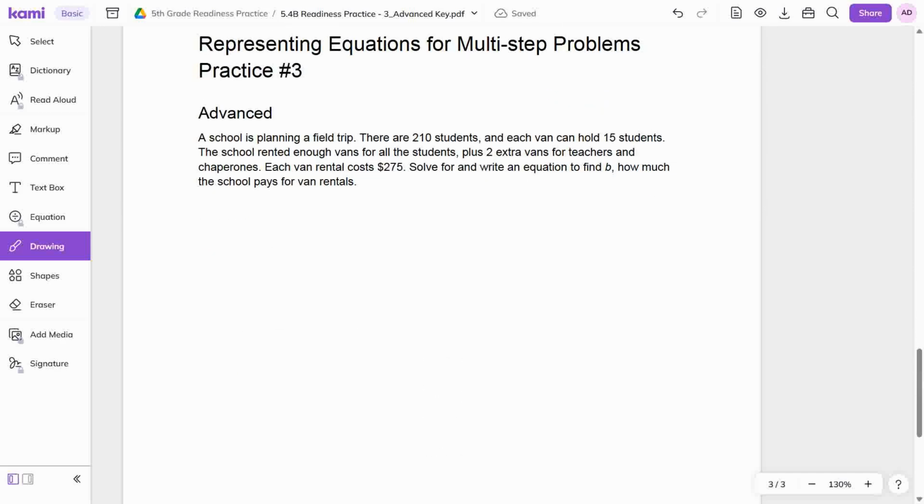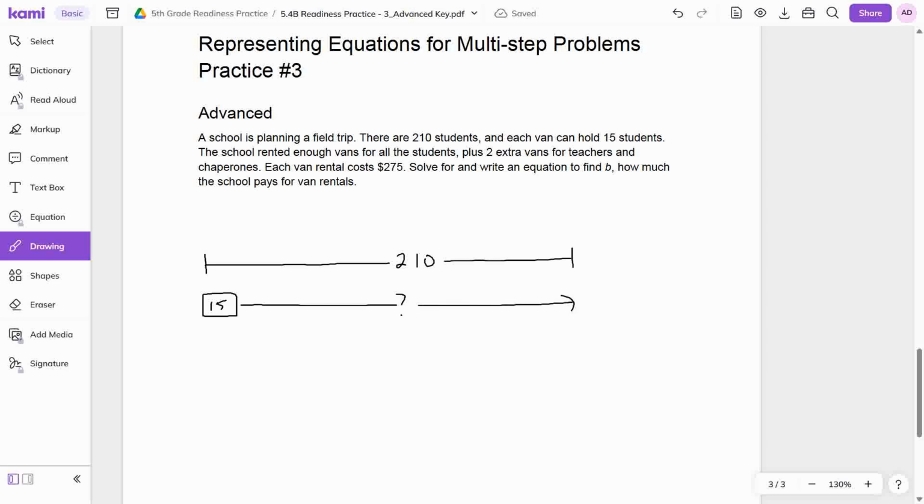All right, so we have a school planning a field trip, 210 students, and each van can hold 15 students. The school ran enough vans for all the students. So first, if I've got my 210, I'm going to put my total number of students here. My question is how many 15s does it take to get all of those kiddos? Okay, that's step one. I got to figure out how many 15s it takes. Then I'm going to have 2 extra vans, and then I've got to multiply that by the cost.